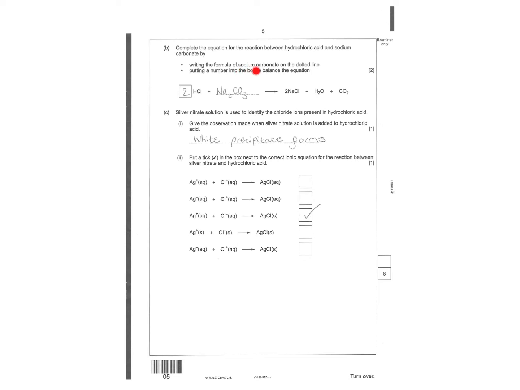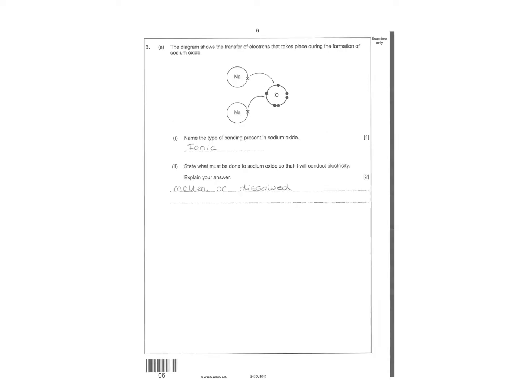Then it says write the formula of sodium carbonate. So all you have to do is find sodium, find carbonate, and then do the difference between them, and then a 2 there because there's 2 chlorines there. Silver nitrate was added to hydrochloric acid, so that's chlorine, and that's going to give you a white precipitate. And then click which of these will be right, because it's silver's plus. You can get them from the table of ions, so that's a nice easy question.